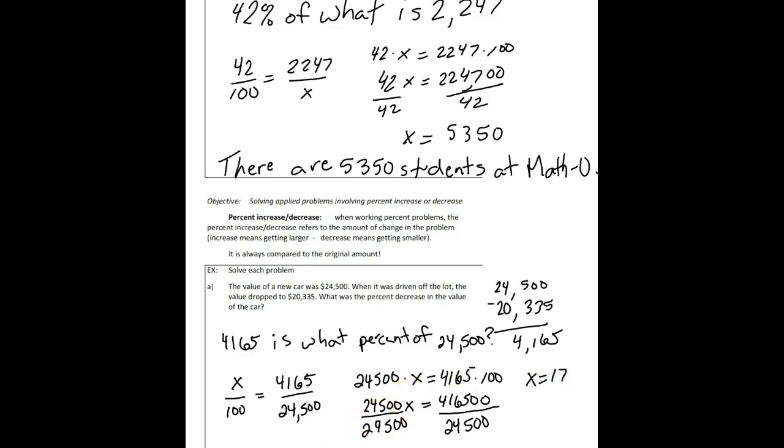Now I'm running out of room here, but I still want you to answer the question that it's asking. Okay, so the car decreased, I'm abbreviating there, by 17%. Make sure you answer that question. What was the percent decrease? The car decreased by 17%. And we have just a couple more.